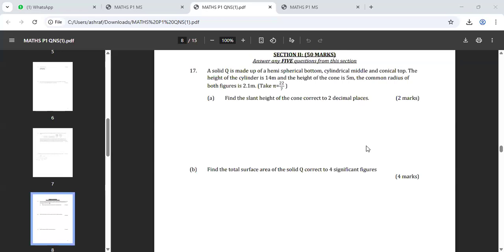Anyone with the answer? Yes, Emmanuel. Anyone else? The cylindrical part. The radius is 2.1. Yes, Brian. Unmute yourself. 184.8. Good. Then now we add the 3.